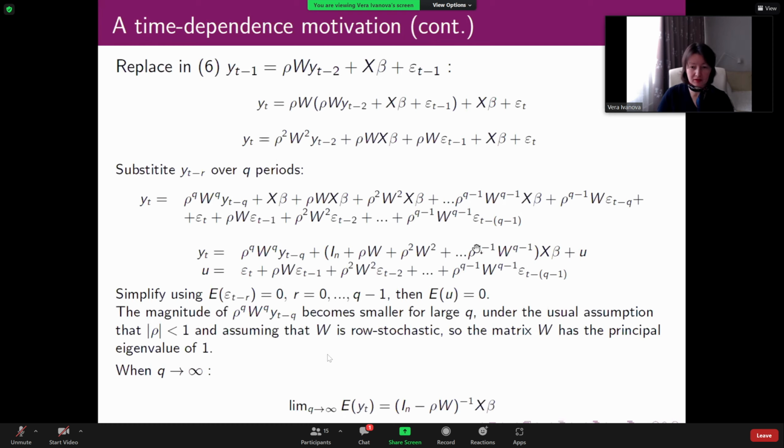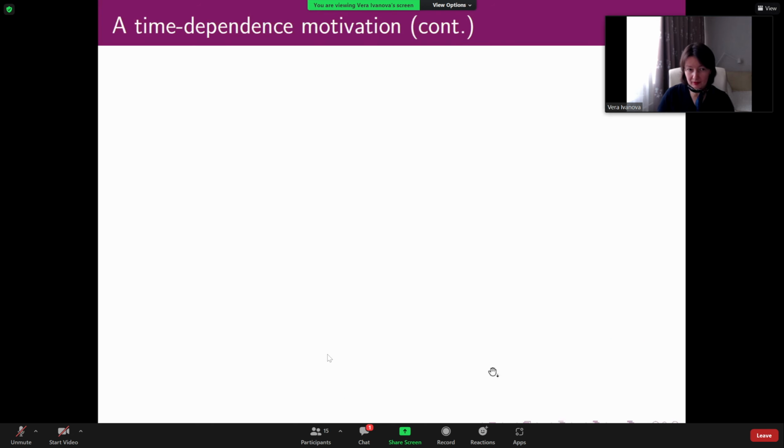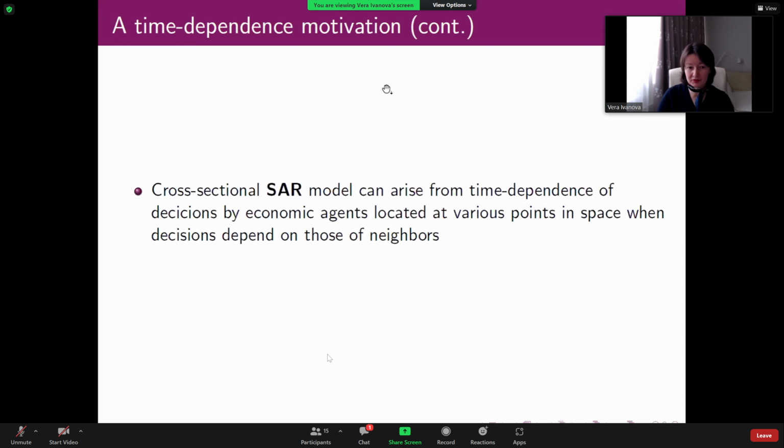We see that here there are terms of an infinitely decreasing geometric progression, then we get this, instead of this term, this one. I is an identity matrix. And instead of this term, we get the inverse matrix. After that, we get the cross-sectional spatial autoregressive model.